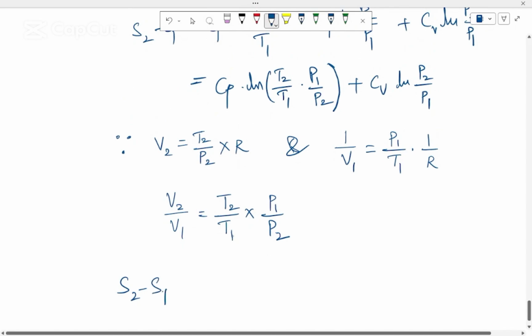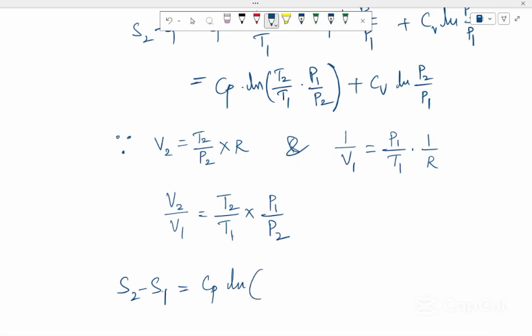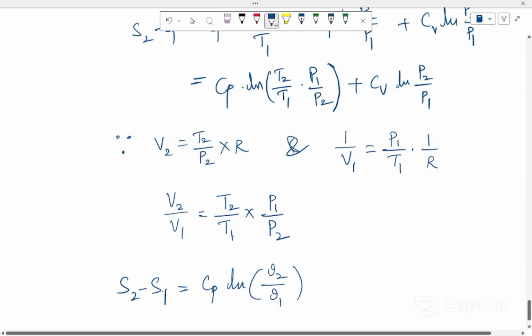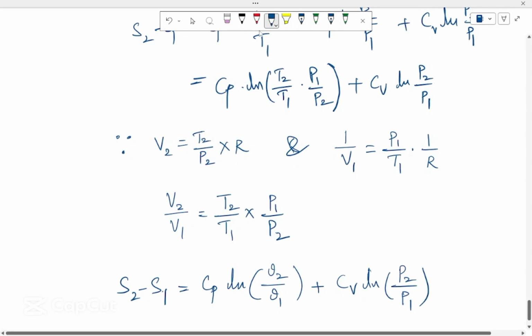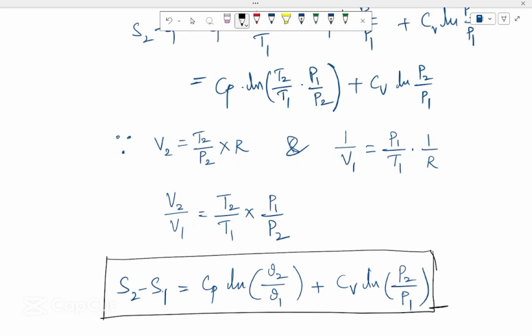So what I can write here is, this expression of S2 minus S1 will be equal to Cp into ln of small v2 by v1 plus Cv into ln of P2 by P1. So if you look at this particular expression, it is in terms of Cp and Cv. So you can call this expression S3 now.